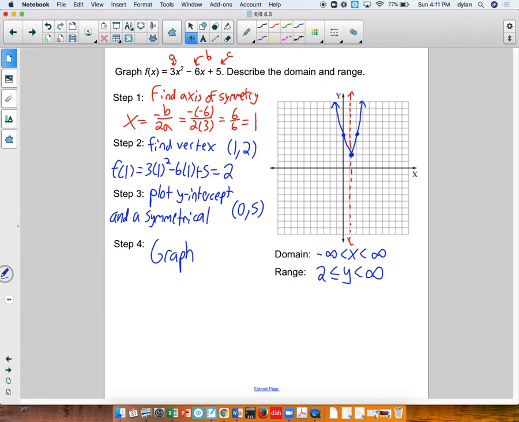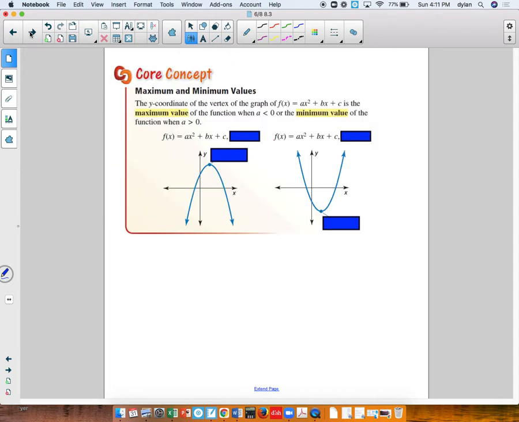So our next core concept here, we just need to talk for a moment about some vocabulary that might actually seem fairly intuitive. Basically, we want to talk about maximum and minimum values because a lot of real-world situations require you to find a maximum or a minimum to something that's moving parabolically. In other words, something that's modeled by a quadratic function.